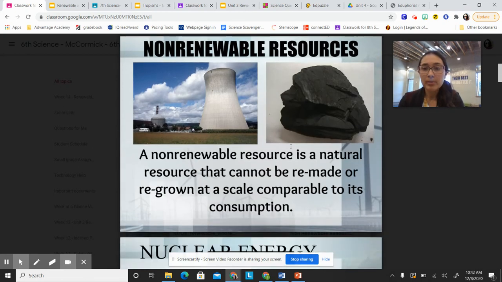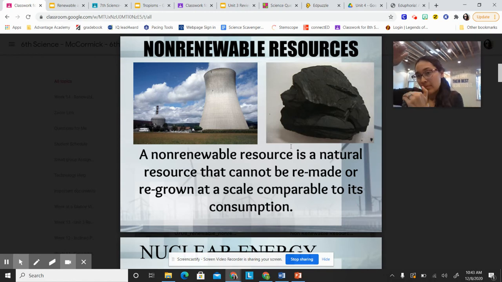So the definition is: a non-renewable resource is a natural resource that cannot be remade or regrown at a scale comparable to its consumption. Meaning we cannot make more at the rate of what we're using it. So we're using a lot, but we can only make this much. So we're going to eventually run out.